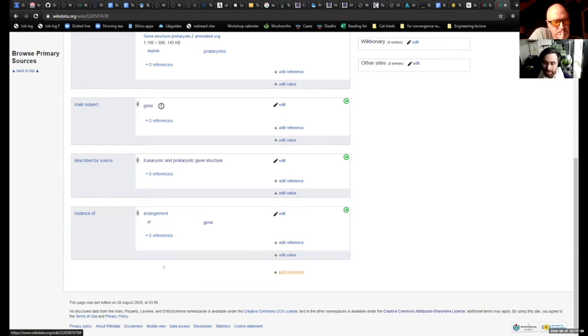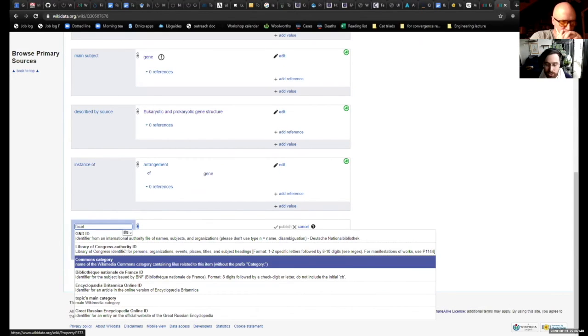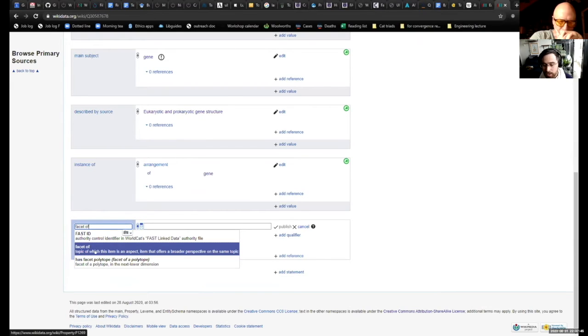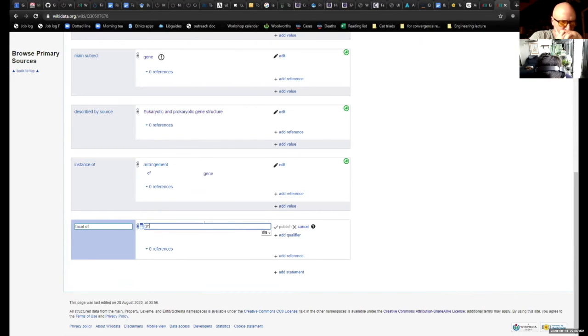And we can say that it's a facet of genetics, facet of topic, of which this item is an aspect. This item offers a broader perspective on the same topic. Yep, this is an item of a facet of genetics.